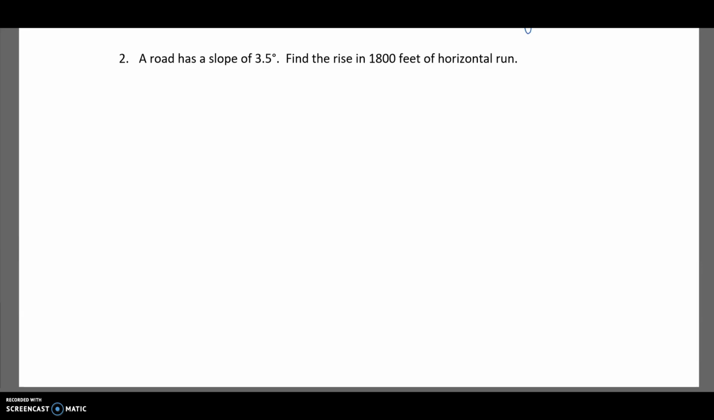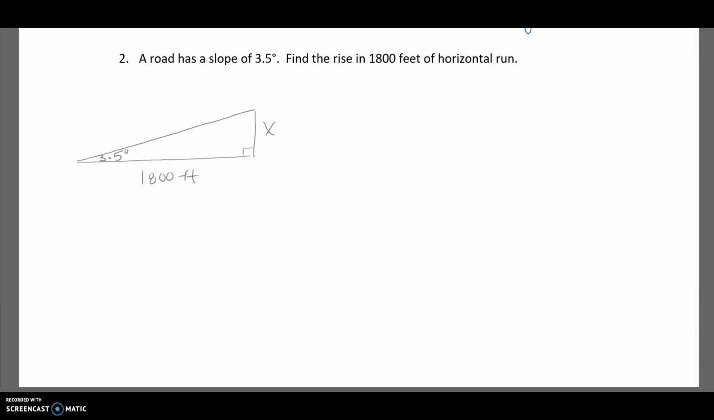So again, we have a road going up at an angle. If we consider the run and the rise, we know they meet at 90 degrees. The slope of this road, or the grade up, is 3.5 degrees. And we're given 1,800 feet of horizontal run and want to find the rise.